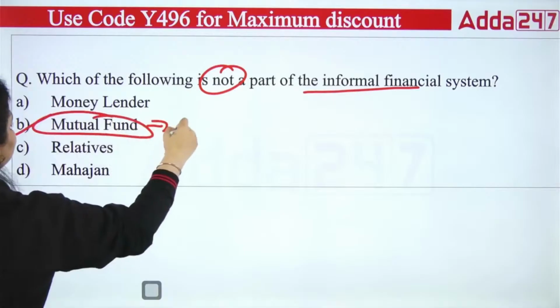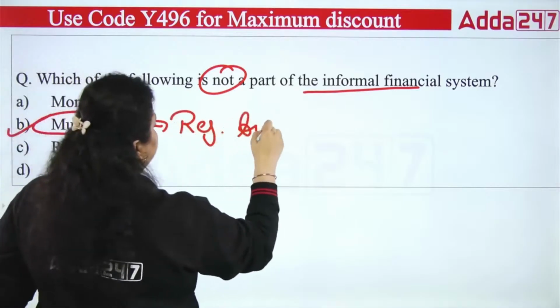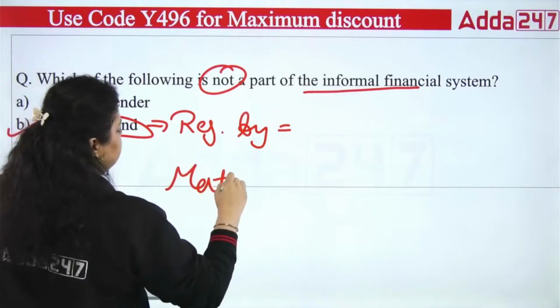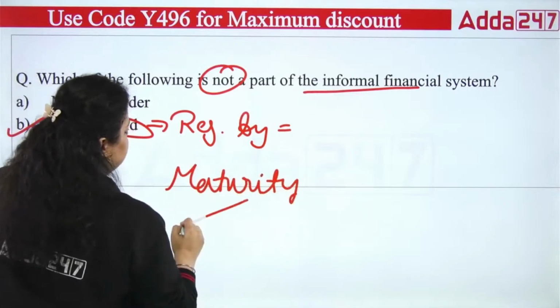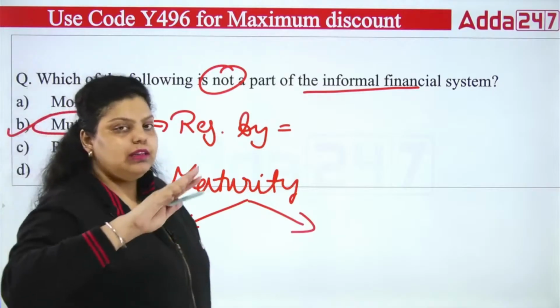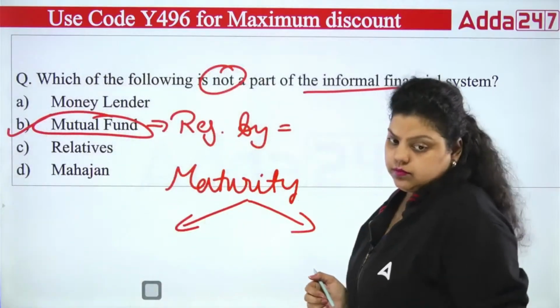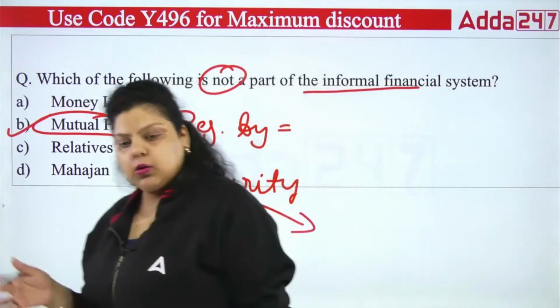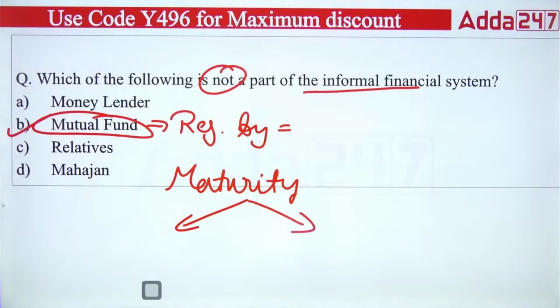Acha, who regulates the mutual fund? It is regulated by which regulatory body? Who regulates mutual funds? And on the basis of maturity, what are the 2 types of mutual funds? The right answer is B. One, also let me know who regulates mutual funds. Second, also let me know on the basis of maturity, what are the 2 types of mutual funds? Okay, B is done. Now let me know the regulatory body.